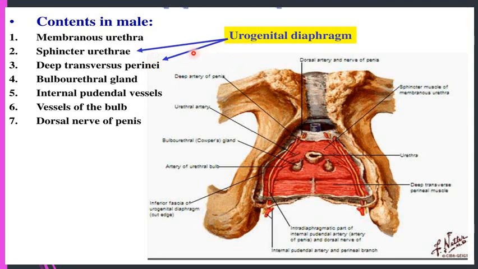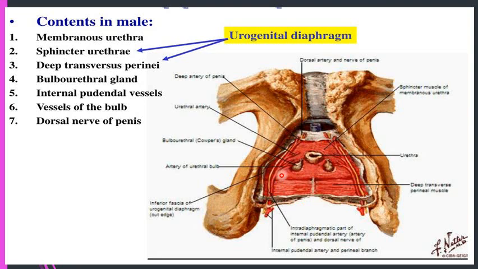So the membranous urethra is passing, there are these bulbourethral glands, and you can see the internal pudendal arteries, branches of this artery which pass through the deep pouch to enter here in this anterior gap. These are the dorsal and deep artery of the penis, and there is the nerve, which is the nerve to the penis.